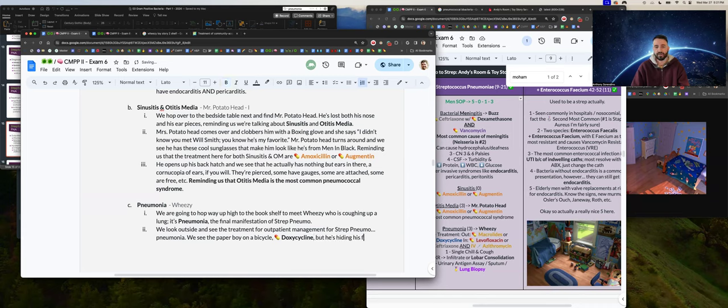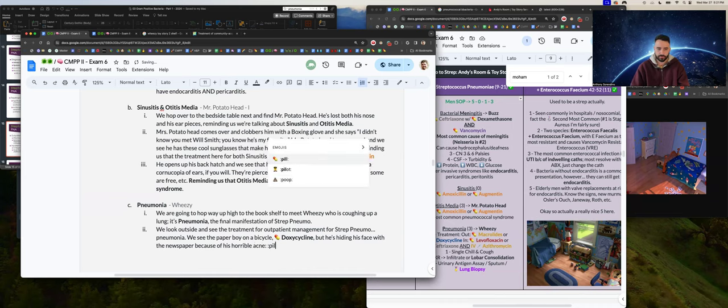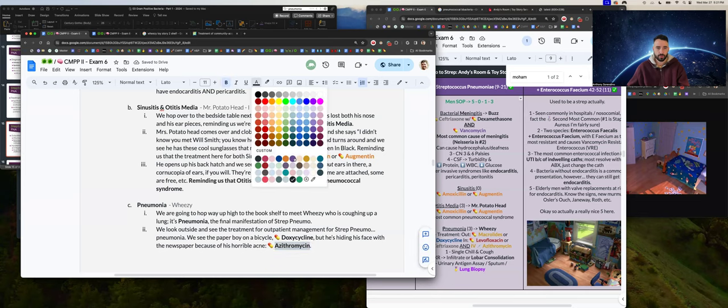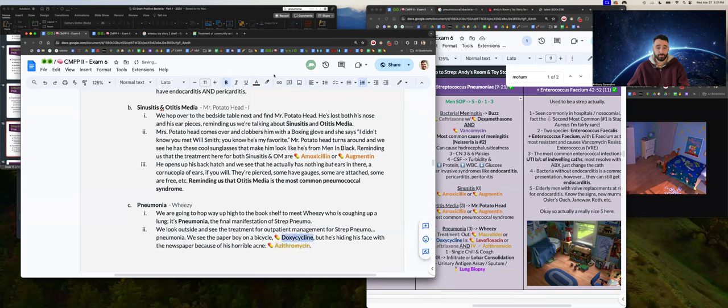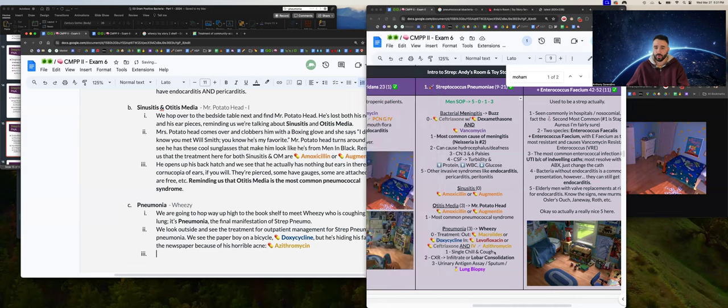But he's hiding his face with the newspaper because of this horrible acne. That's azithromycin. The color coding actually really helps me. Remember, this is just a bunch of orange, that's going to be like beta-lactam stuff. Okay, so outpatient, we have two options here: levo or a combination.